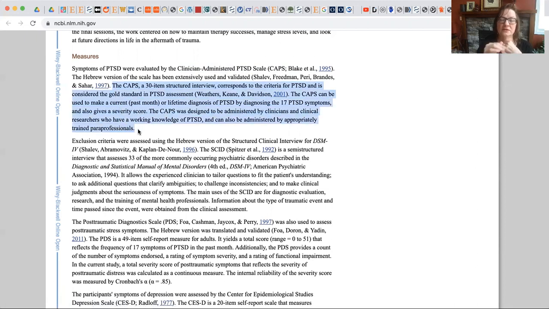Now look how useful this is. This is the kind of information I want from you. So not just, well, this is what I'm going to use, the CAPS, but this is what the CAPS is. It's 30 items. It's a structured interview. It corresponds to the criteria for PTSD. It's the gold standard in PTSD assessment. And so it tells a number of sentences about what the CAPS is. And so instead of just wondering, I don't know what that is, are you drawing pictures? Are you answering questions? Is it paper and pencil? Is it an interview? What is it? So now I know exactly what it is. And this is the kind of thing I want from you when you talk about your measure.